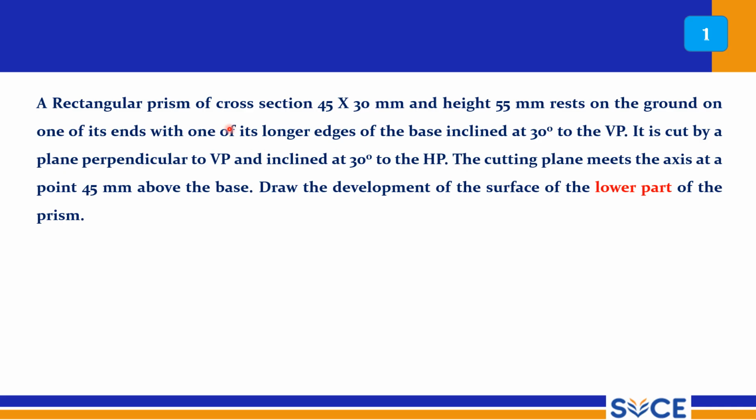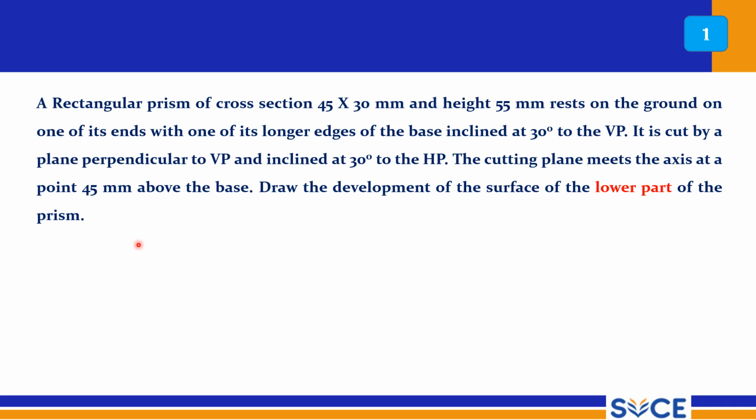So problem number 1: a rectangular prism of cross section 45 by 30 and a height of 55 mm rests on the ground on one of its ends, with one of its longer edges of the base inclined at 30 degrees to VP. So with this point we have to draw the orientation of the true shape. It is cut by a plane perpendicular to VP and inclined at 30 degrees to HP. The cutting plane meets the axis at a point 45 mm above the base. Draw the development of the surface of the lower part of the prism.